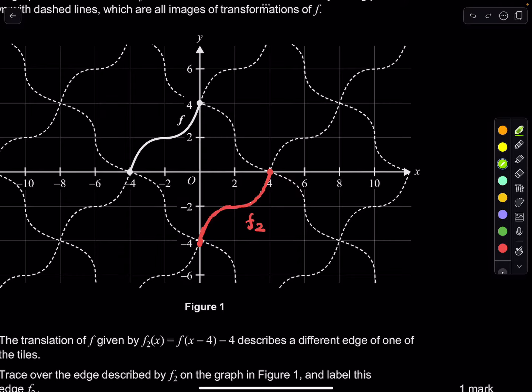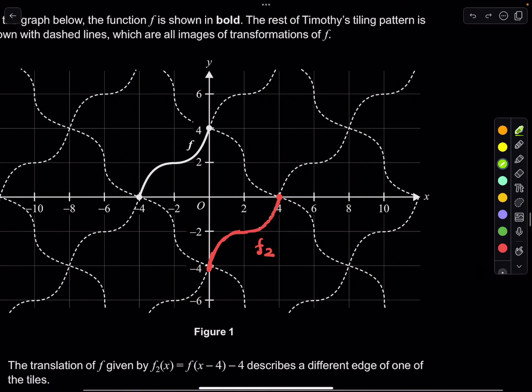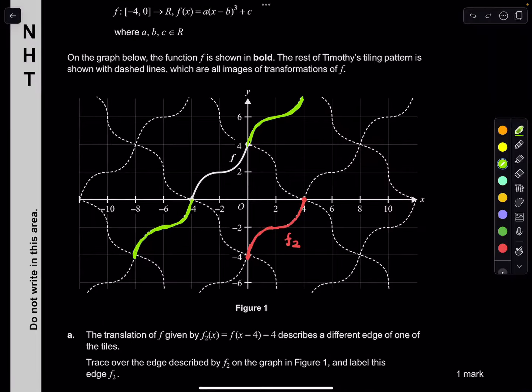So the only possibilities are these two graphs. This one here and this one here. These are continuous graphs, and these are possible, actually. Because this one here is just translated 4 units to the right and 4 units up. You translate 4 units to the left and 4 units down, you get that one. So these are the 2 possibilities that you can basically get.